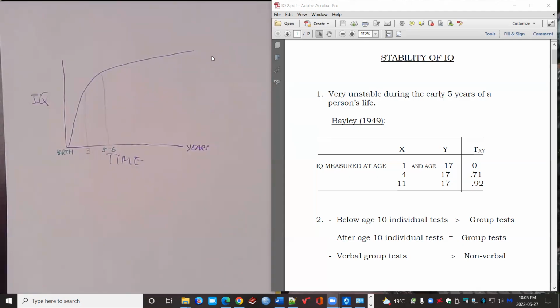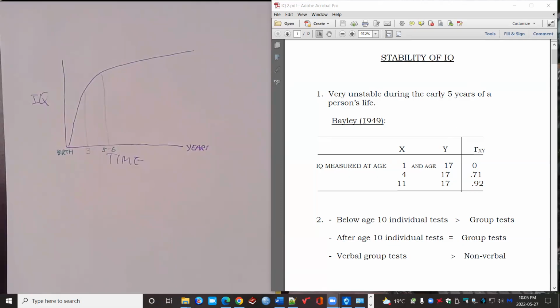But remember, if we do not have any intellectual stimulation, this line will be quite flat like this here. Okay, all right. Now, take a look at how stable our IQ score is.